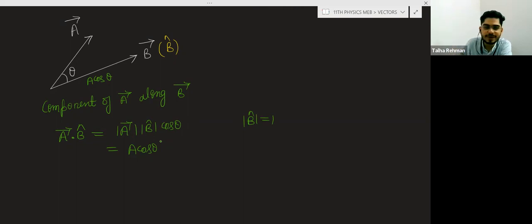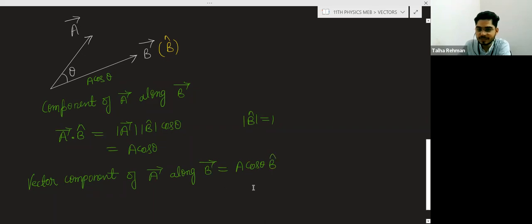So now if you want to convert this a cos theta into the vector, you will multiply this a cos theta with the unit vector in the direction of b. So the vector component of a vector along b vector, simply you will write a cos theta into b cap. B cap is the direction and a cos theta is the magnitude. So this is the vector now.